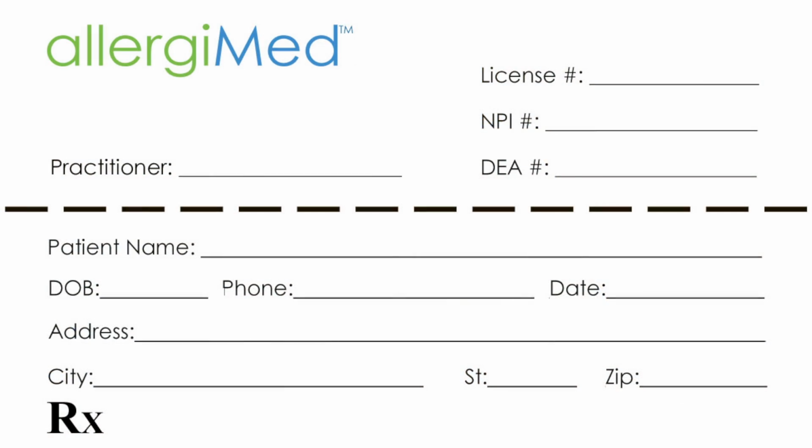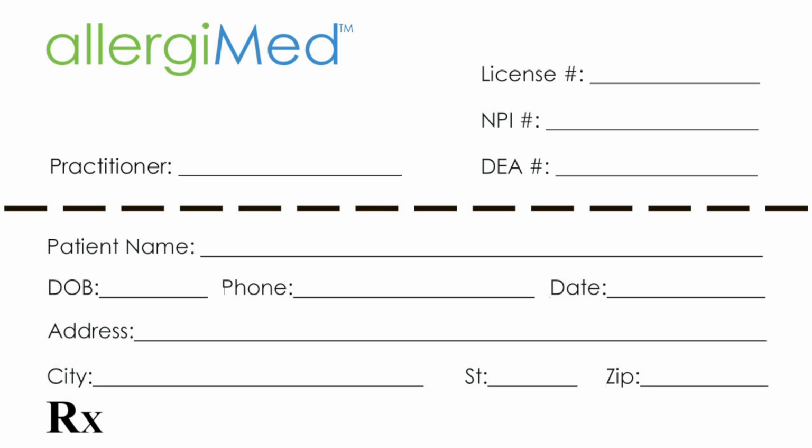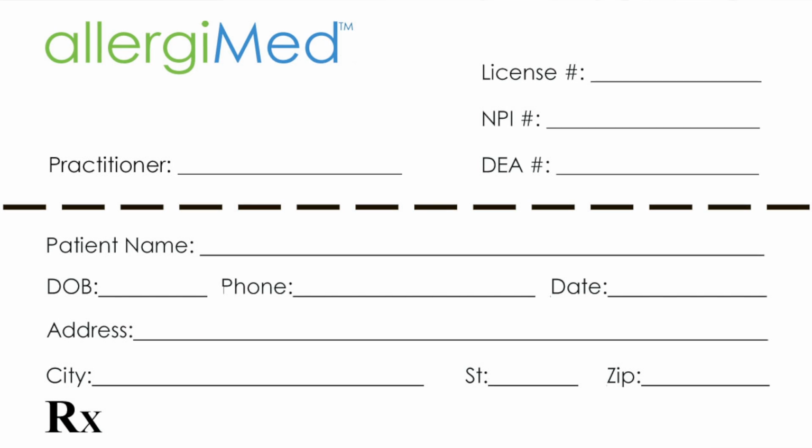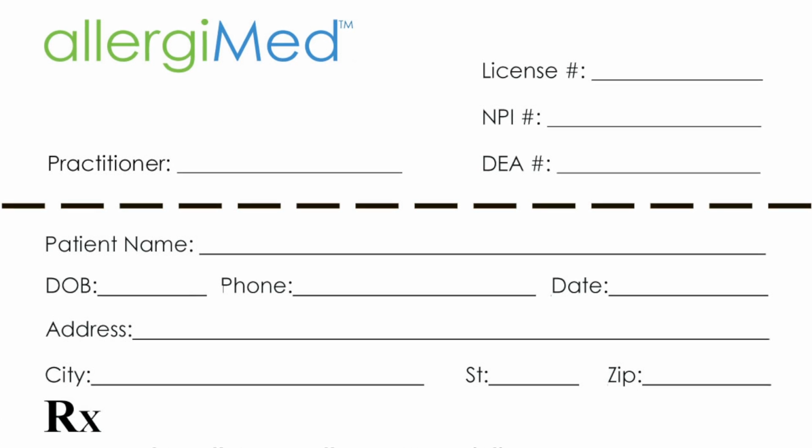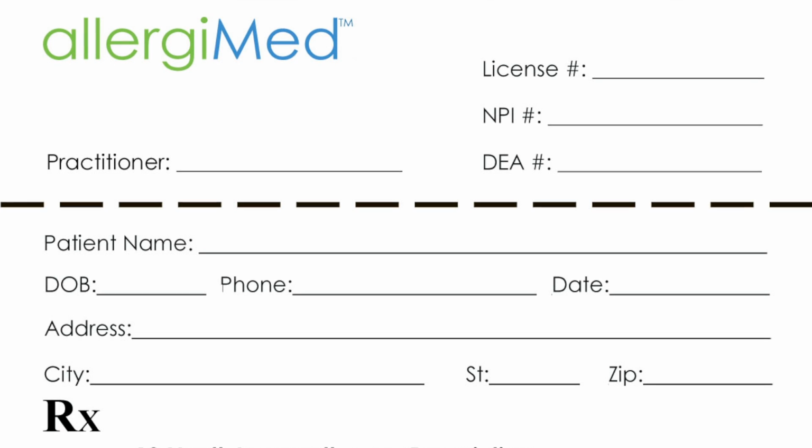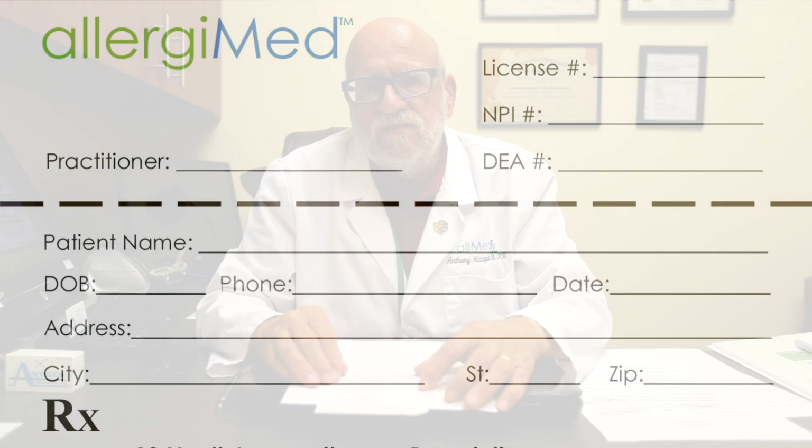As I said before, we are a community pharmacy in the state of Florida, and we are required by law to have the full name of the patient, the date of birth of the patient, the address of the patient, the telephone number of the patient, and the date the prescription was written. These are required by federal statute and by local statute in the Board of Pharmacy.